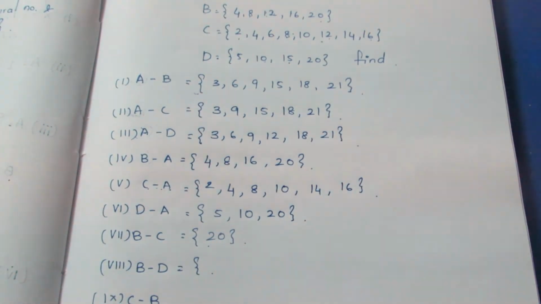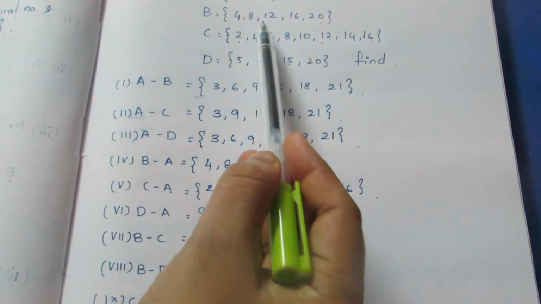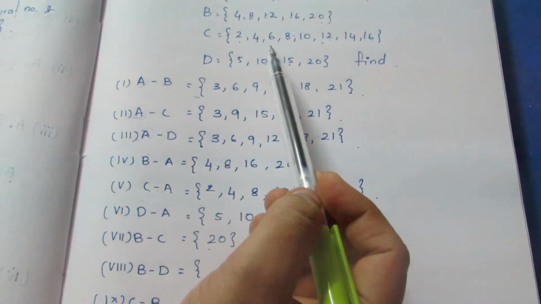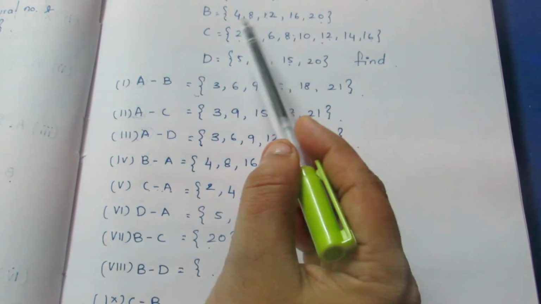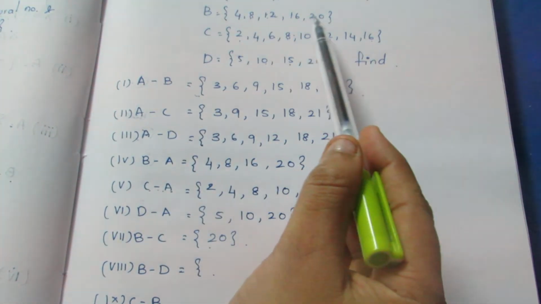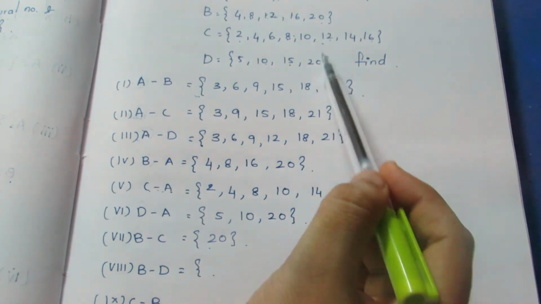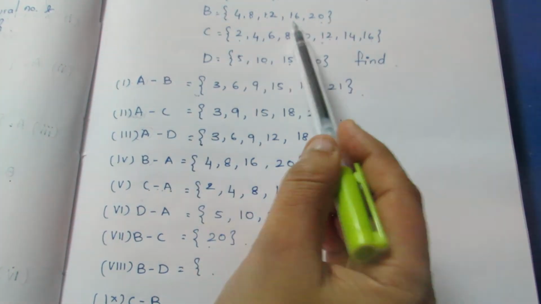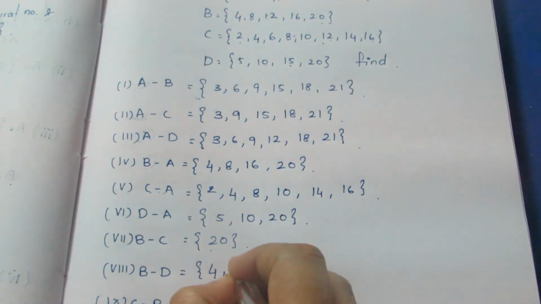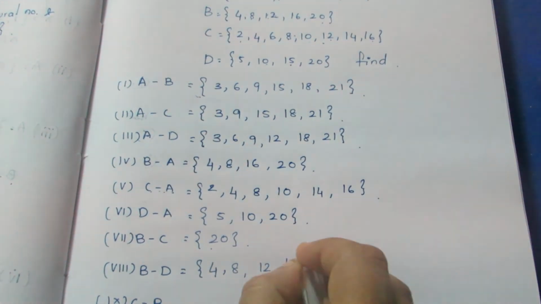Now we'll move on to the next one, B difference D. In B and D, remove the common element and write the set B. The common element is 20, so leaving 20, write the rest. So it is 4, 8, 12 and 16.